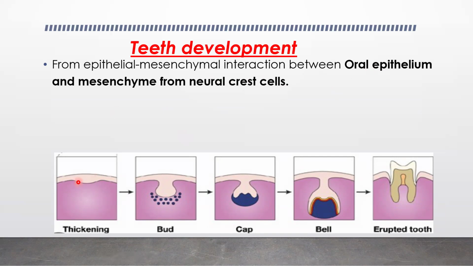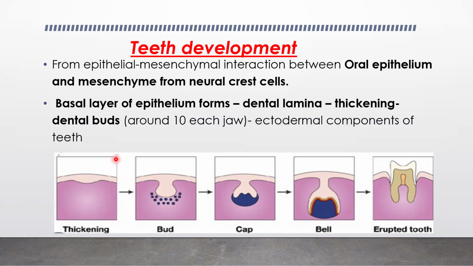So these are oral epithelium, and down it will have now the mesenchyme. What happens at this point is that you can appreciate you'll have a thickening, as you can see in the next, that the basal layer of the epithelium forms. So this is a basal layer of the epithelium. It will thicken, as you can see there. So this is a dental lamina. First of all, it's a dental lamina. The basal layer of the epithelium forms the dental lamina.